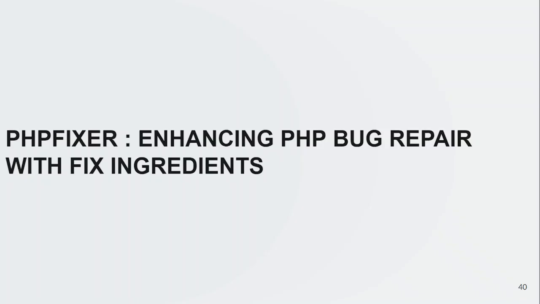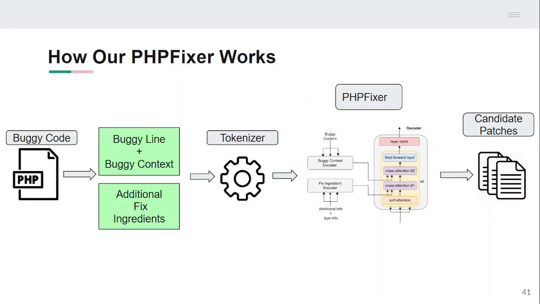In this section, we aim to propose a learning-based APR tool, PHP Fixer, the first multi-encoder APR approach to repair PHP program bugs. This is our APR tool workflow diagram. First, we extract the buggy line and buggy context. Also, it extracts the additional fix ingredients for the buggy location, such as local variables within the buggy function, global variables and function names within the buggy file, and type information.